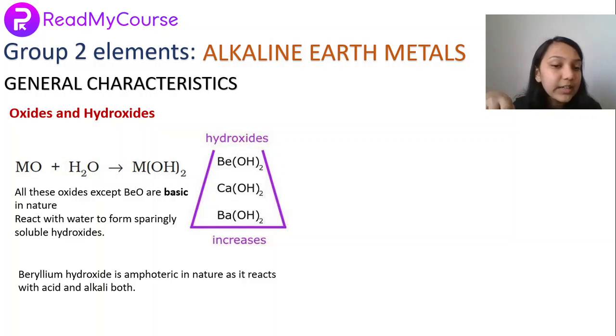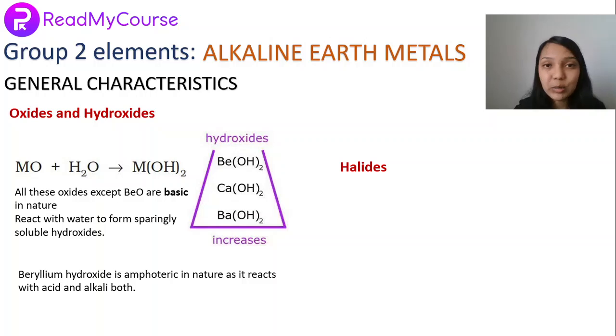Fine. And the solubility increases as we go down the group, and beryllium hydroxide is amphoteric in nature and reacts with both acids and alkali. Fine. So again there's an exception in the case of beryllium hydroxide. It is not basic, right? We just discussed that all the oxides are basic except beryllium oxide. So this beryllium oxide is amphoteric in nature, that is, it reacts with acid as well as alkali.